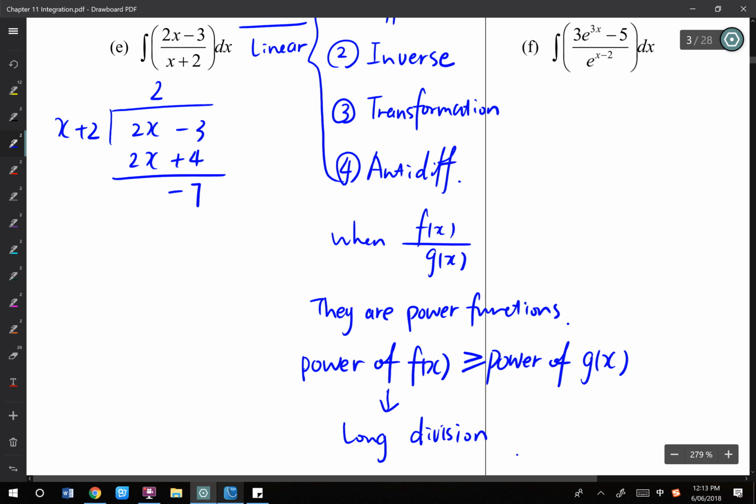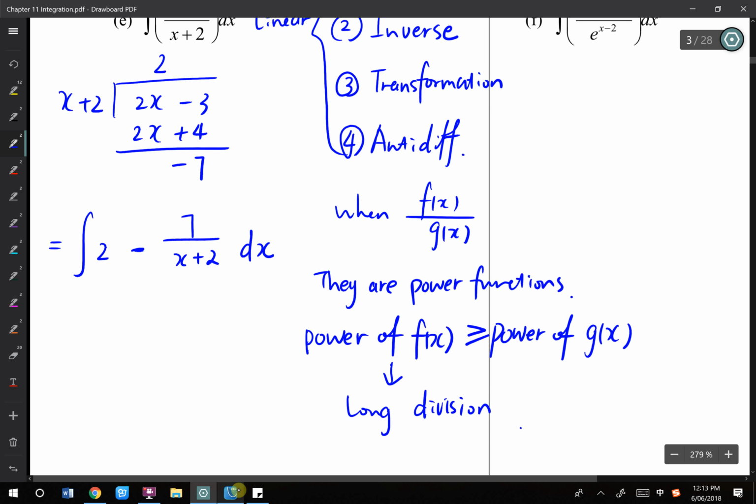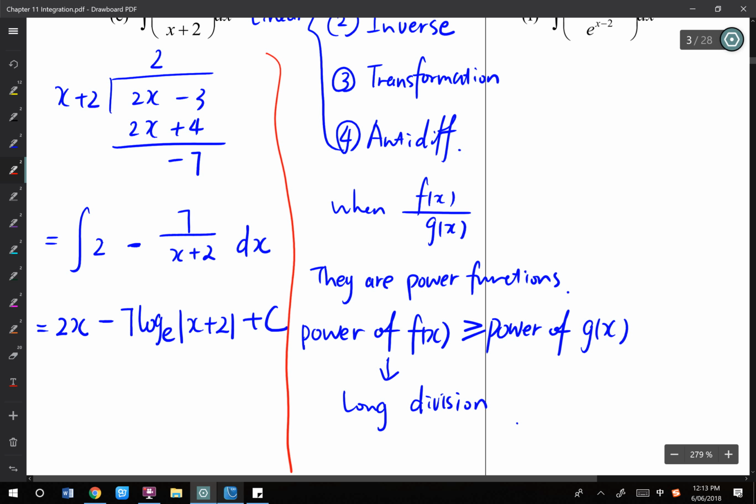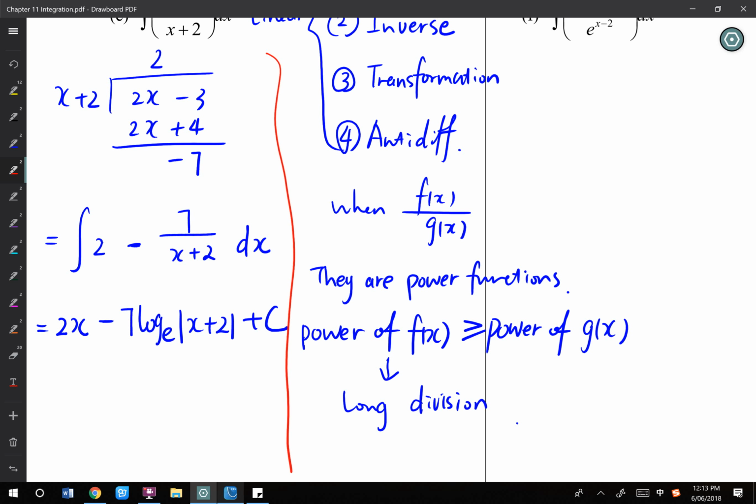I have minus 7 here. So this question equals the integral of 2 minus 7 over x plus 2 dx. And that is 2x minus 7 log e absolute value of x plus 2, plus c. That's a log because I need a 1 on top. The 7 is a coefficient, so 7, and then log e of x plus 2.